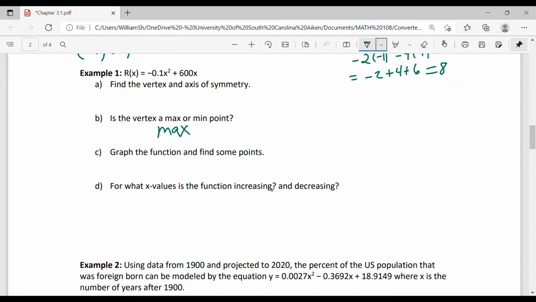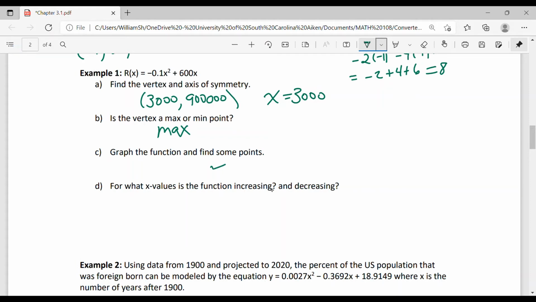Alright, so we're right back here. Our vertex we found to be 3,000, 900,000. Our axis of symmetry was x equals 3,000. We found some points. I'm not going to write those down because we didn't pick any particular ones out, but I showed you how to find them with your second table function.